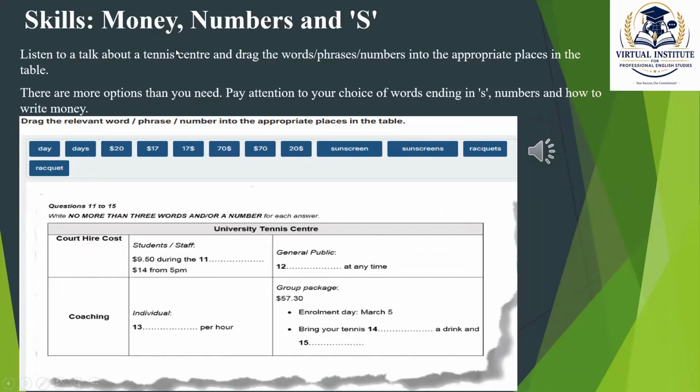Now, skills, money, number, and S, right? Listen to the talk about the tennis center and drag the words or phrases or numbers into the appropriate places in the table. There are more options than you need. So pay attention to your choice of words ending in S, numbers, and how to write money. So this S should also be kept in mind. Sometimes you do not need certain words, and sometimes you do not need the plurals. So you should be careful.